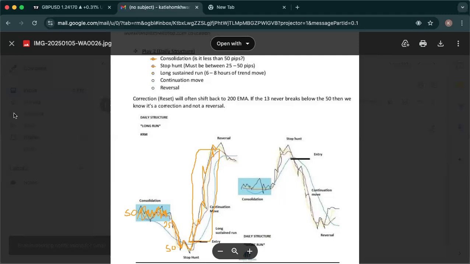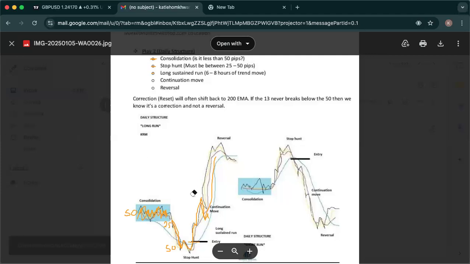Continuation move. Okay, continuation move. A continuation move is a move in between. Remember, the market always has to come and retest a bit and then go forward. Understand? Continue the trend. So the retracement, that is the continuation move. You understand? There's going to be a retracement somewhere.